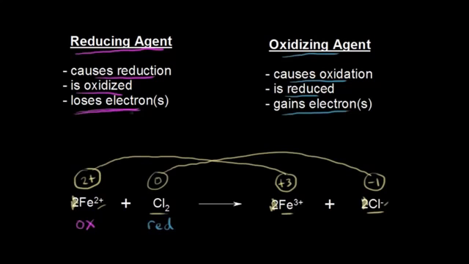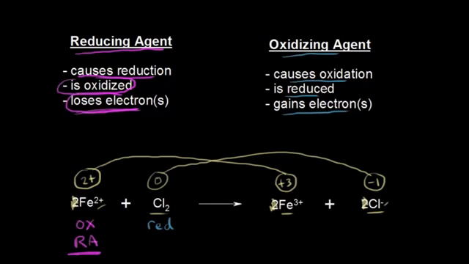So iron 2+ was oxidized. And the fact that it was oxidized, it's losing an electron. So it is itself being oxidized, but it's causing the reduction of something else. So it is our reducing agent. So iron 2+ is being oxidized, but it is our reducing agent.